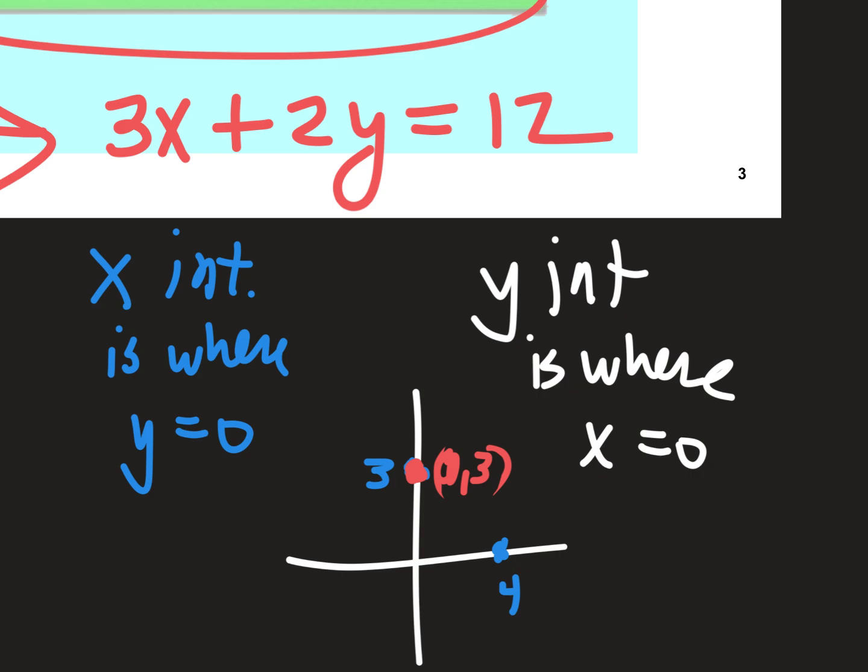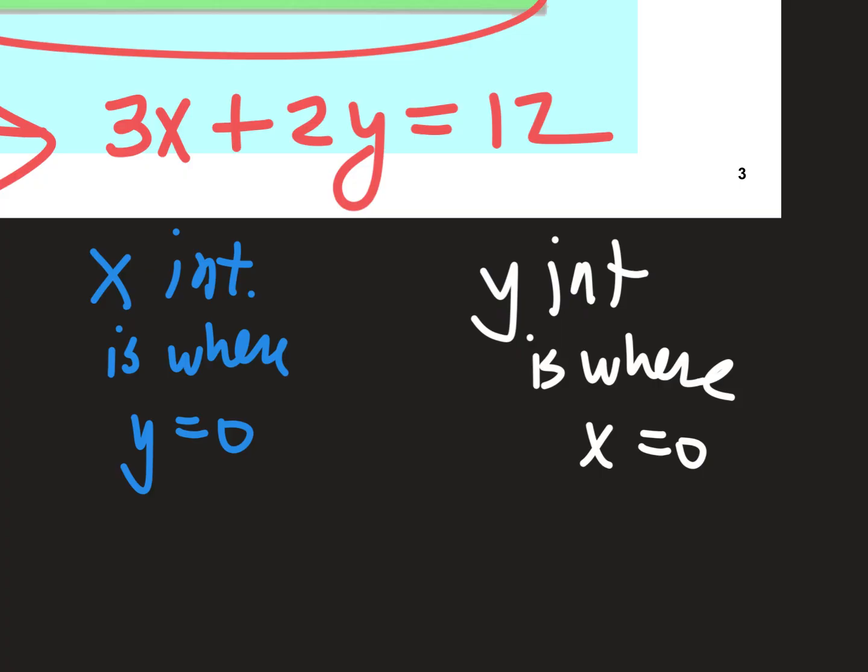And how about the x-intercept down here in blue? The x-intercept is where y is 0. So that must be 4, 0. See what I'm saying?